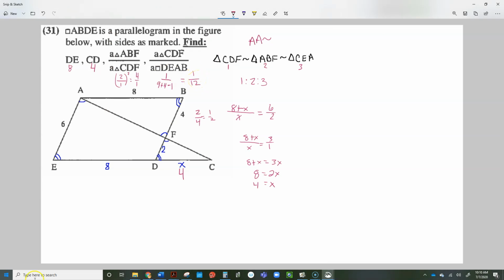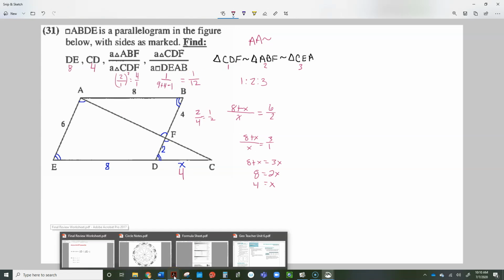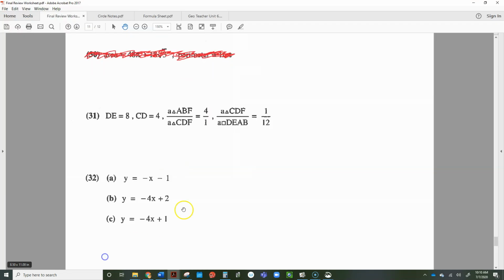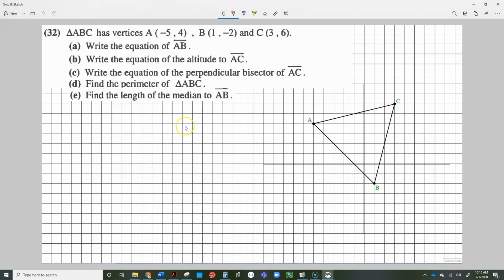So let's go check the answers real quick. And if we check the answers, we see that it's 8, 4, 4 to 1, 1 to 12. So I did that one right. Let's go back now to the next problem.